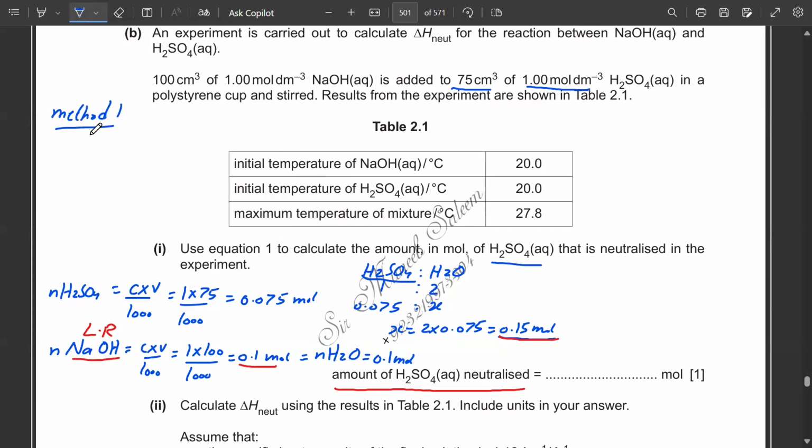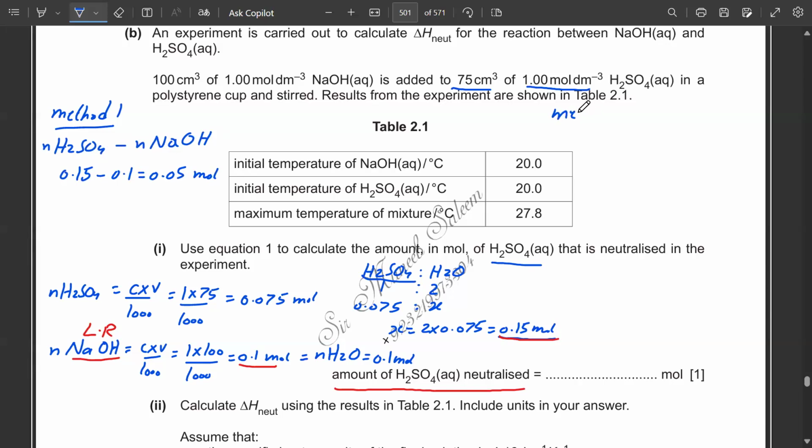Method 1. In method 1, I will use the simple relation that H2SO4 was in excess, which means H2SO4 moles minus moles of the NaOH, because NaOH is in less amount, it is the limiting reagent. So H2SO4 moles is 0.15 and NaOH moles are 0.1. Now this difference will give me 0.05 mole. That was method 1.